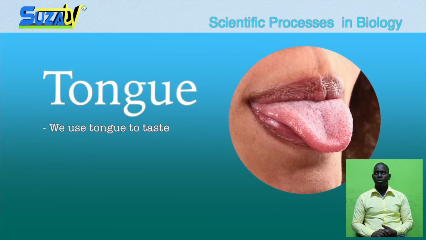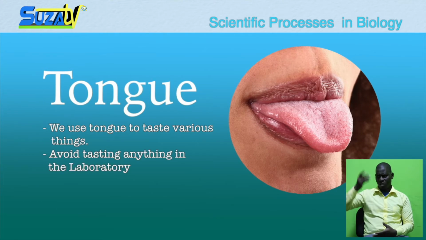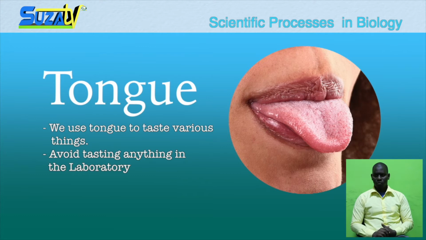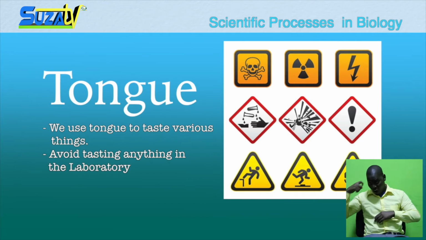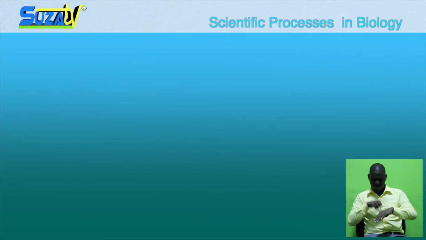Tongue. We use the tongue to taste various things. By use of the tongue, we can differentiate various tastes and be able to discover the type of taste concerned. For example, one can differentiate salt from sugar solutions by just tasting using the tongue. But avoid tasting anything in the laboratory unless you are told to do so by the teacher or laboratory technician.